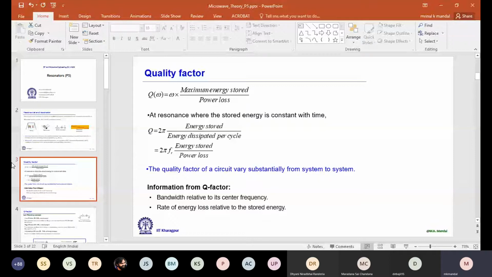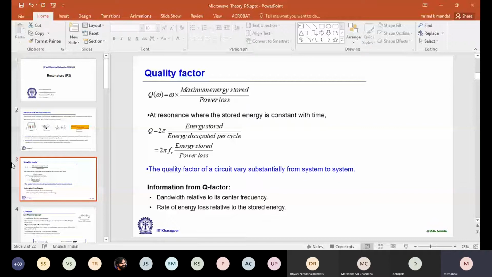Well, then at resonance, the first expression is the general expression, the quality factor at any given frequency. Now, we can also define the quality factor at resonance, where the frequency given is the resonant frequency. So at resonance, Q is equal to twice pi into energy stored divided by energy dissipated per cycle. So basically, it is related to the time period.